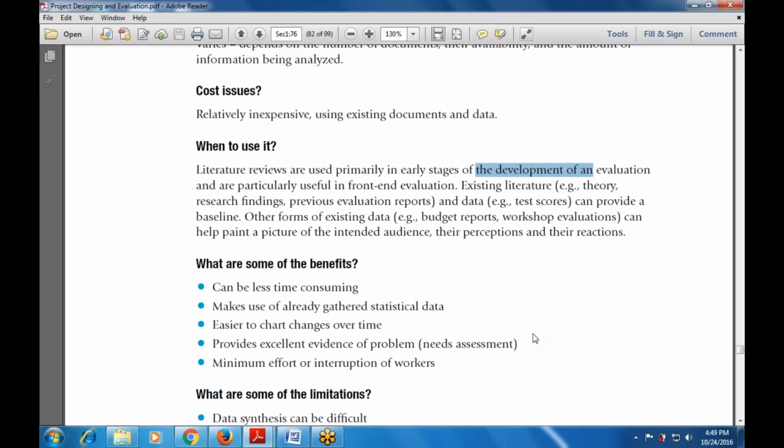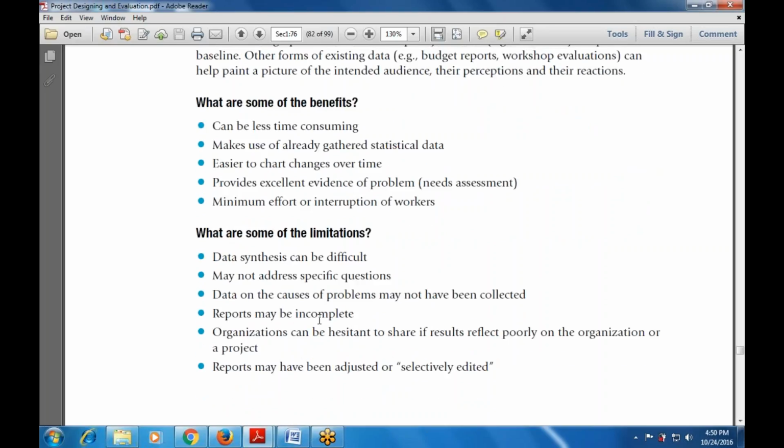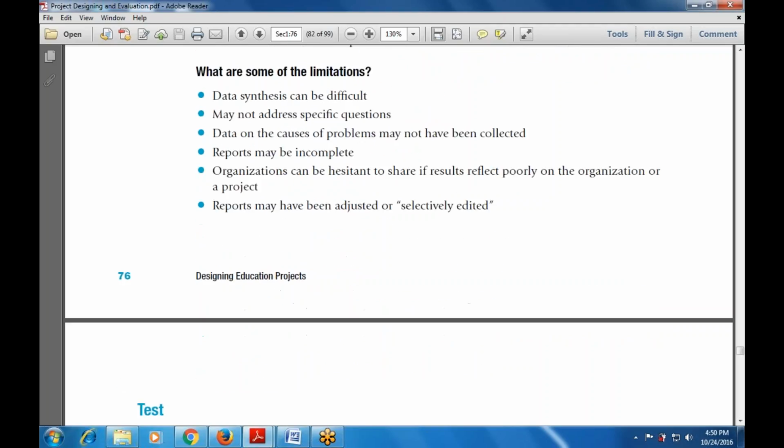So it can be very less time consuming, makes use of the already gathered statistical data, is easier to chart changes over time, provides excellent evidence of the problem, and needs minimum interruption of the workers. A limitation is that data synthesis can be very difficult. It may also not address a specific question, and that is also a limitation.